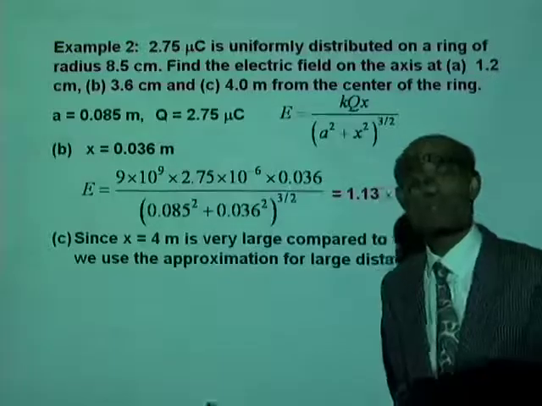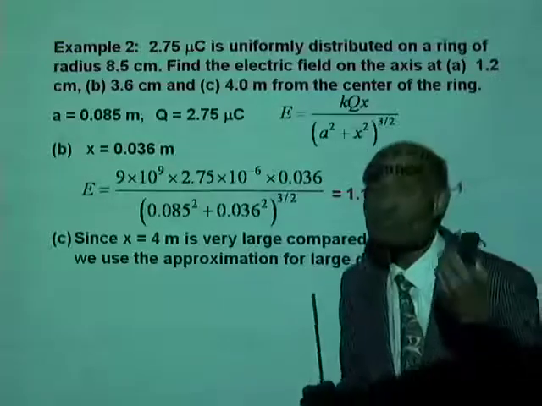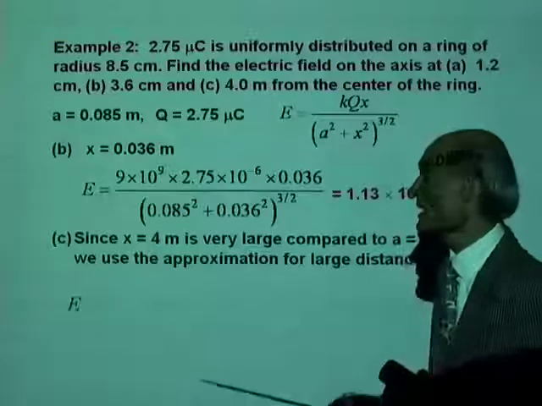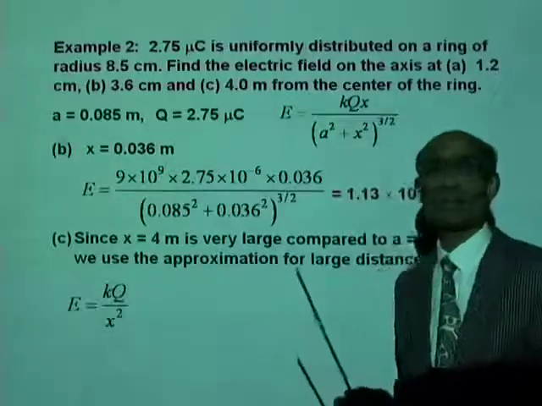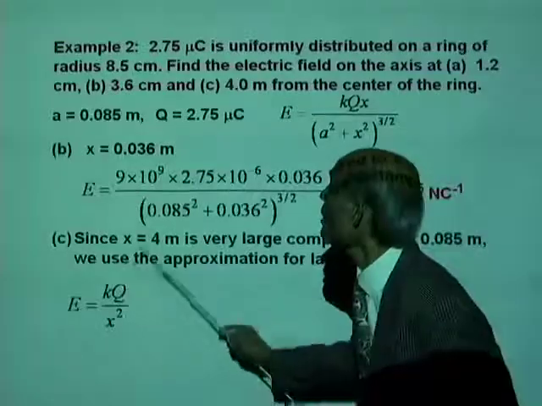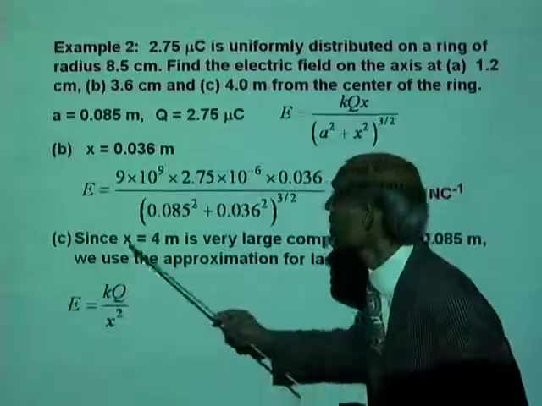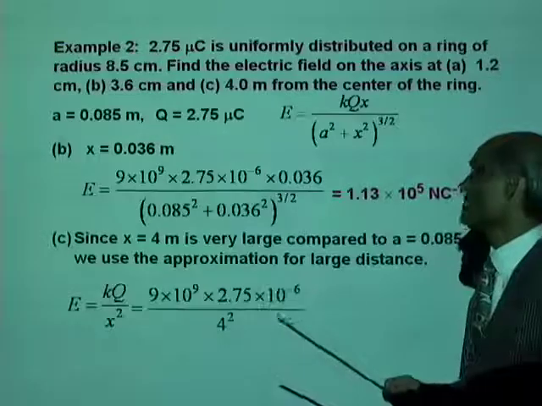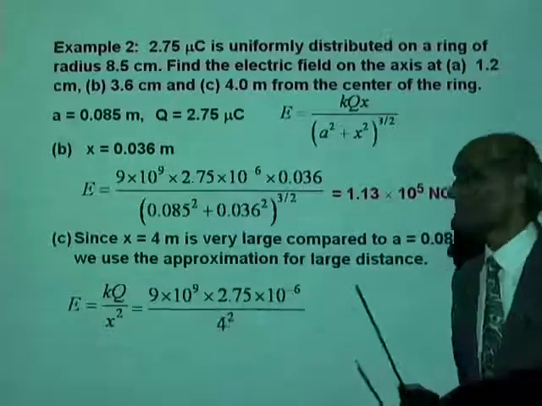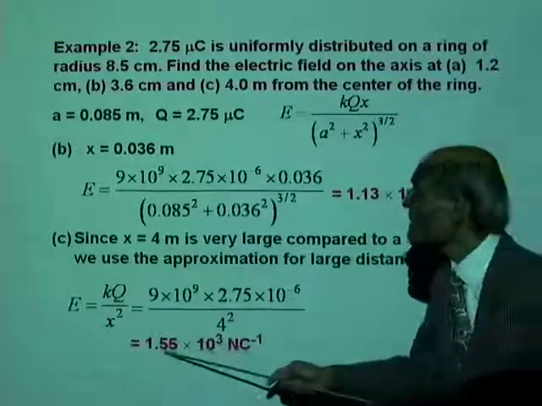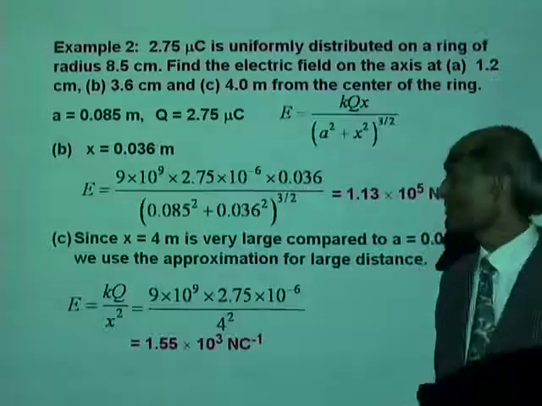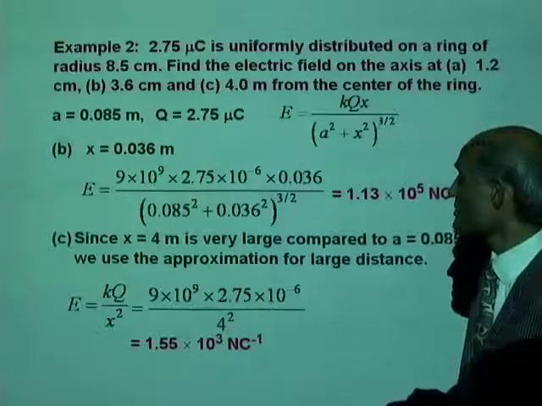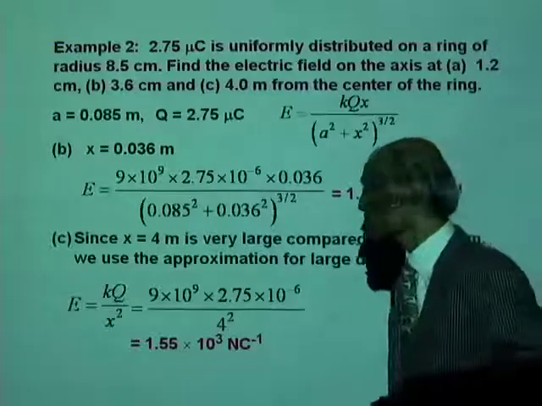What is the approximation? The approximation is the point charge formula, E equal to kq over x squared. Well, you know the value of q, you know the value of x, we know k, so using that we get the value of electric field, 1.55 times 10 to the 3 Newton per coulomb.